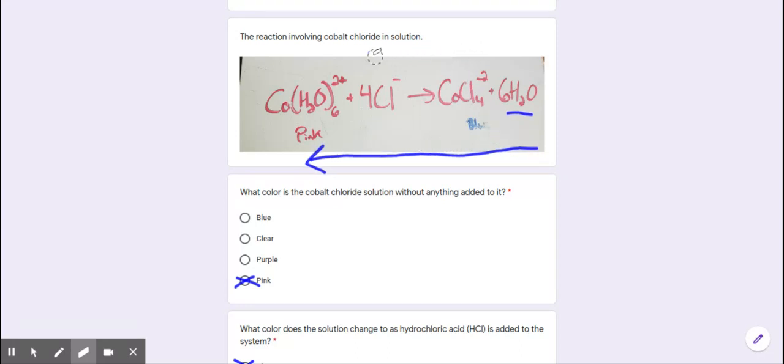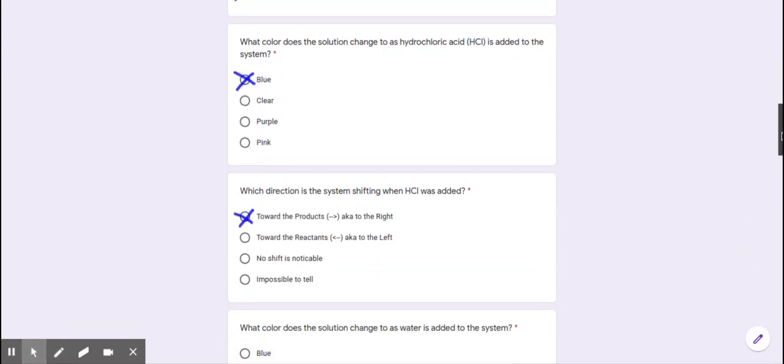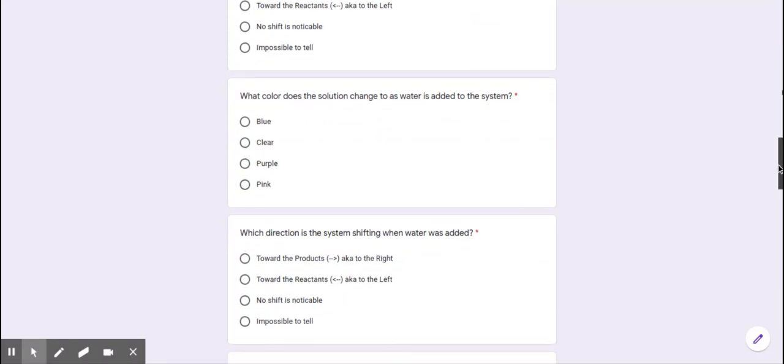Let me erase some of this for each stress here. So let me go back down to here. This is going to be a quick explanation video. I apologize for any background noise. Color, so when we added water to the system, it turned pink. And which direction was the system shifting when water was added? Well, if it went pink, it went to the reactant side. So it shifted towards the reactants, aka to the left.